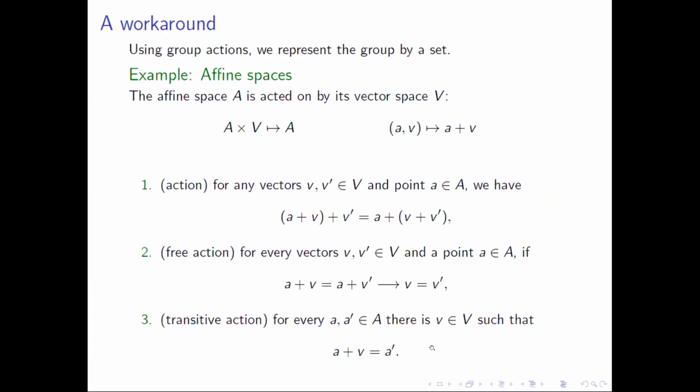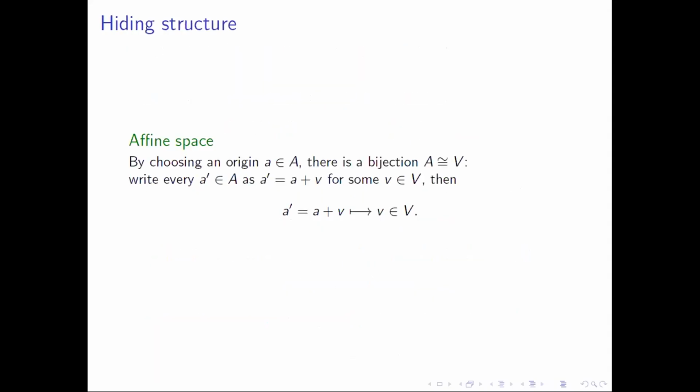And it is a transitive action. Whenever I have two points in my affine space, there is a vector that sends one of the points to the other. So affine spaces are a beautiful example of a free and transitive action. At the same time, if you look at the affine space, it's just a set of points, so it hides the structure of the vector space. There is a bijection between an affine space and its underlying vector space, just by choosing an origin A.